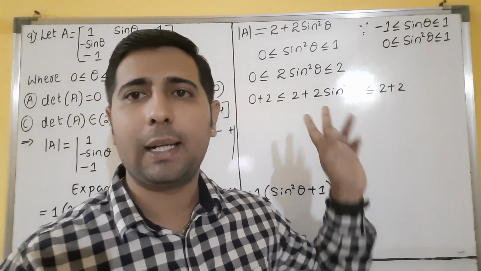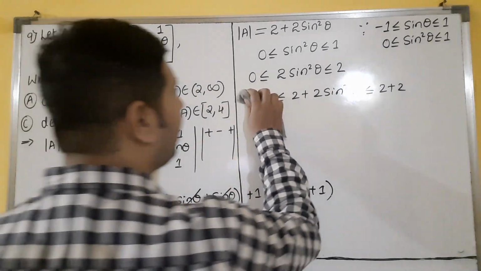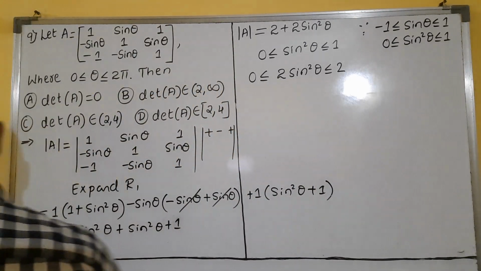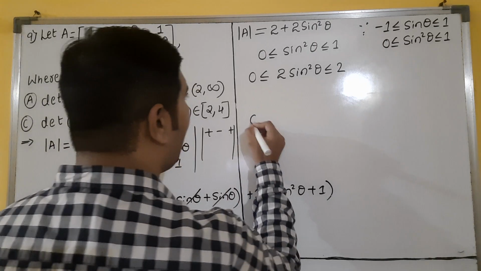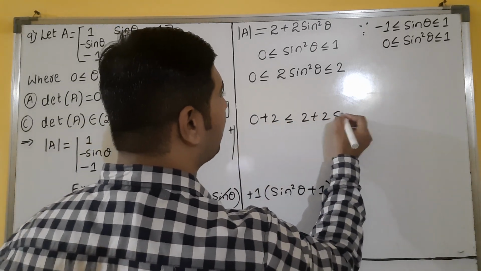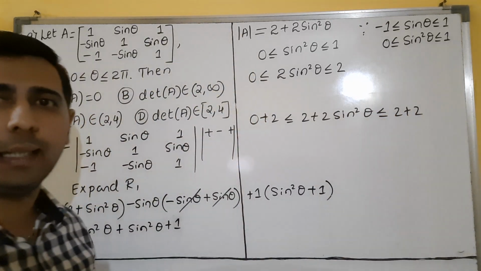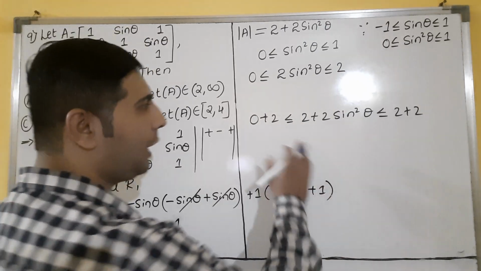What did I do to everything? I added 2 to all. It is not visible, so this time I will write below only. So now see here, I will write below. You have to understand this. 0 plus 2 I am adding. 2 plus 2 sin square theta, 2 plus 2. Now is it visible? So now all will see.